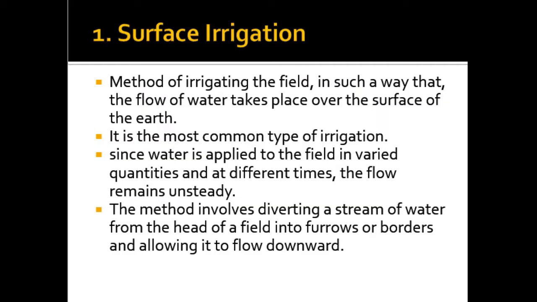First is the surface irrigation method, and it is the most common method of irrigation. In this method, the flow of water takes place over the surface of the earth, and since water is applied to the field in varied quantities and at different times, the flow in this type of method remains unsteady. The method involves diverting a stream of water from the head of a field into furrows or borders and allowing it to flow downward.